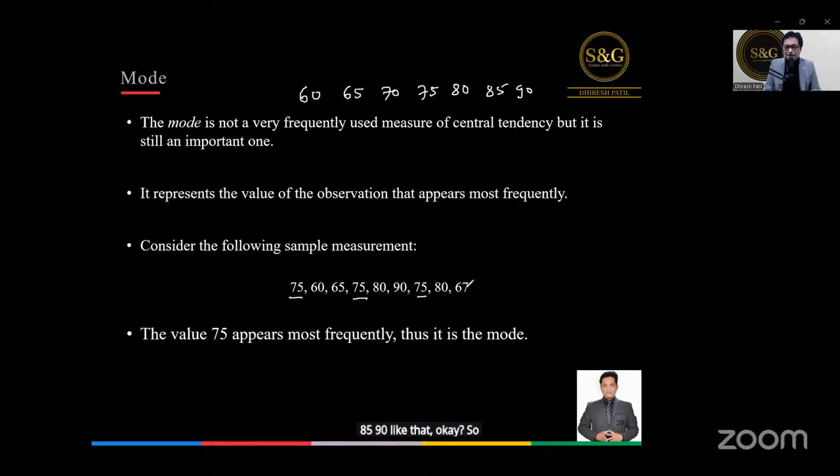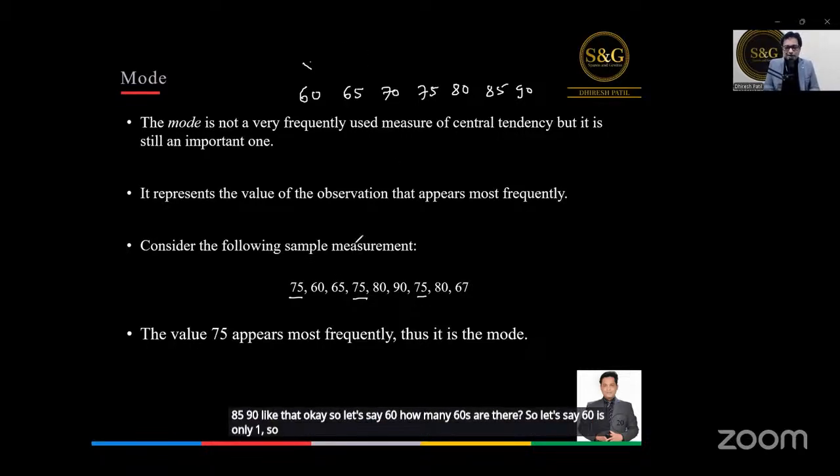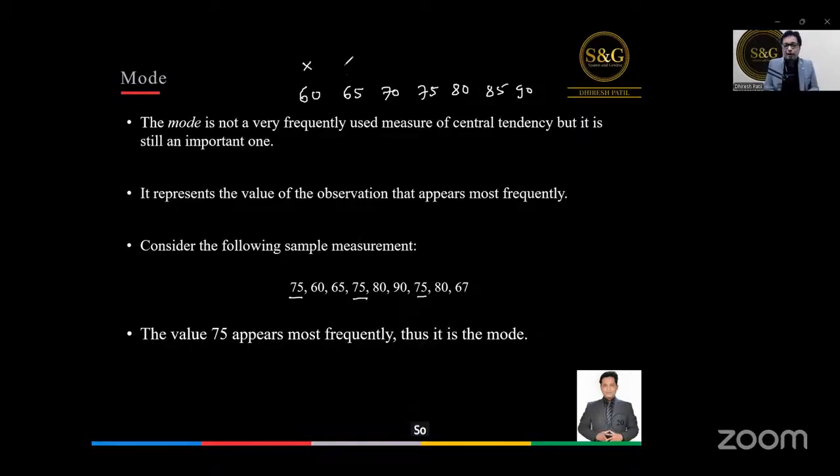So let's say 60. How many 60s are there? So let's say 60 is only 1. So I'll make a mark like 1. 65 is 1. So 67 is also very close by. So I will mark 2. There is no 70 here. 75 is thrice. 1, 2 and 3. Okay. 80 is twice. 1 and 2. There is no 85, but there is 90. So I will mark 1.